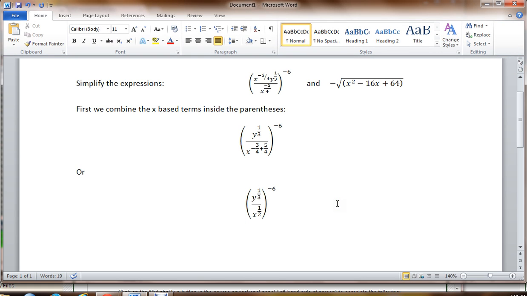Okay, so now we actually have to apply the big exponent of -6. The rule is when you have a big parentheses and you have the numerator and the denominator, you need to apply that exponent of -6 to both of the different terms. So I'm going to take y to the 1/3 raised to the -6, and then x to the 1/2 raised to the -6.